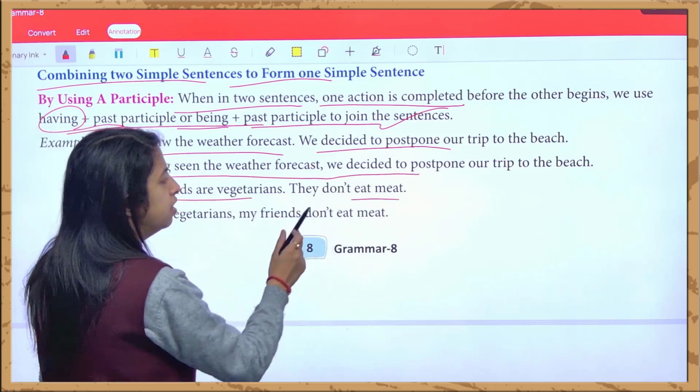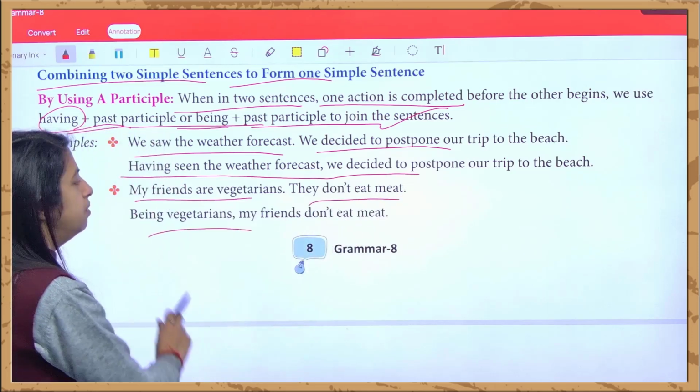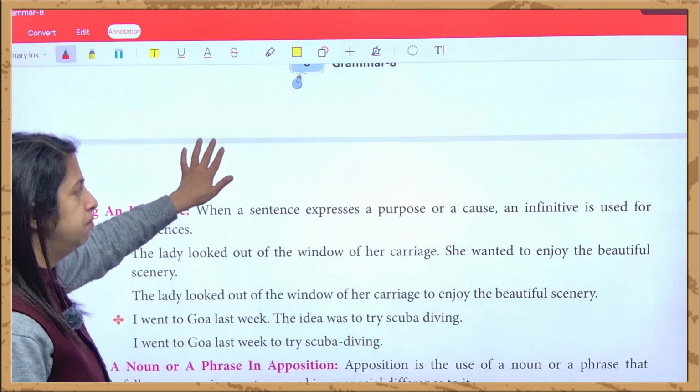My friends are vegetarian. वो meat नहीं खाते हैं. My friends being vegetarians, my friends do not eat any meat, right?